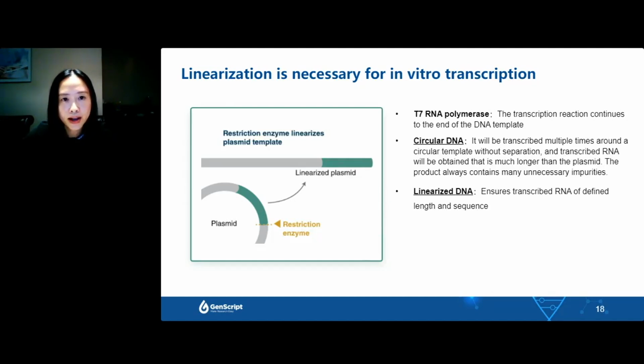Linearization is necessary for the in vitro transcription. So first, we use a T7 RNA polymerase. The transcription reaction continues to the end of the DNA template. If it's a circular DNA, it's like no beginning and no end. So the product always contains many unnecessary impurities. Then we use an enzyme to cut the plasmid into a linearized form. So it ensures the transcribed RNA is of defined length and sequence.